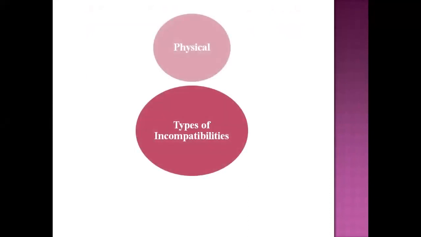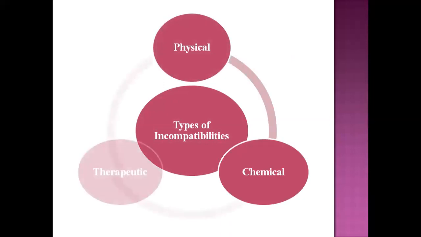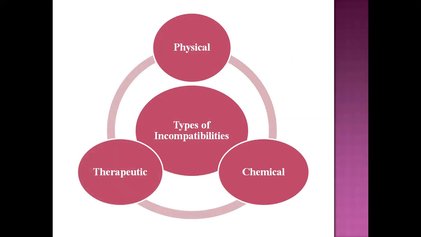Types of incompatibilities, as per the definition, are either physical, chemical, or therapeutic, okay? So what is physical incompatibility? Physical incompatibility means that there is a change in the physical state of the matter, which means, for example, something that is soluble becomes insoluble, something that is insoluble becomes soluble, something that's solid turns into liquid. This is a physical change. There is a change in the phase of the substance I'm administrating, okay?